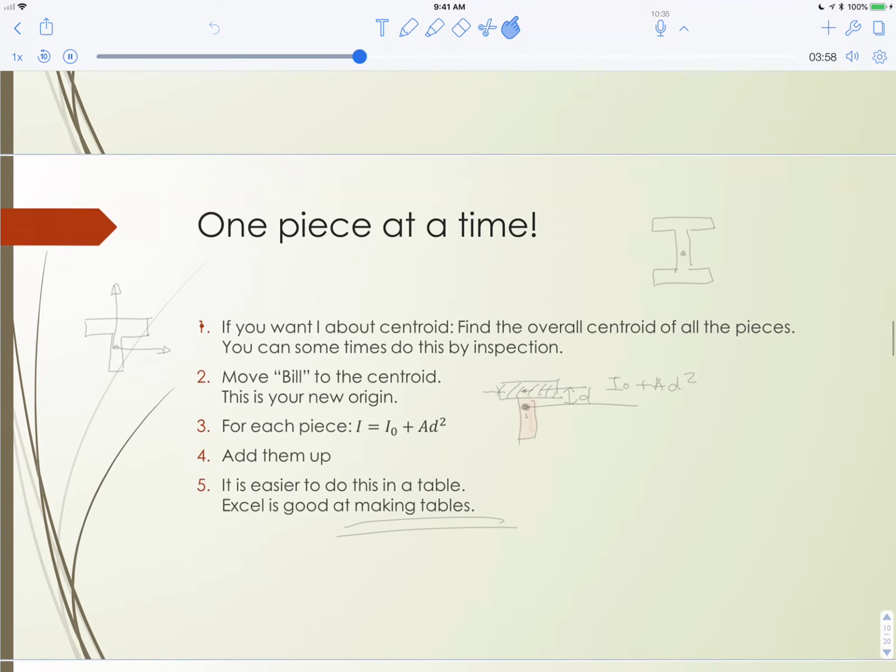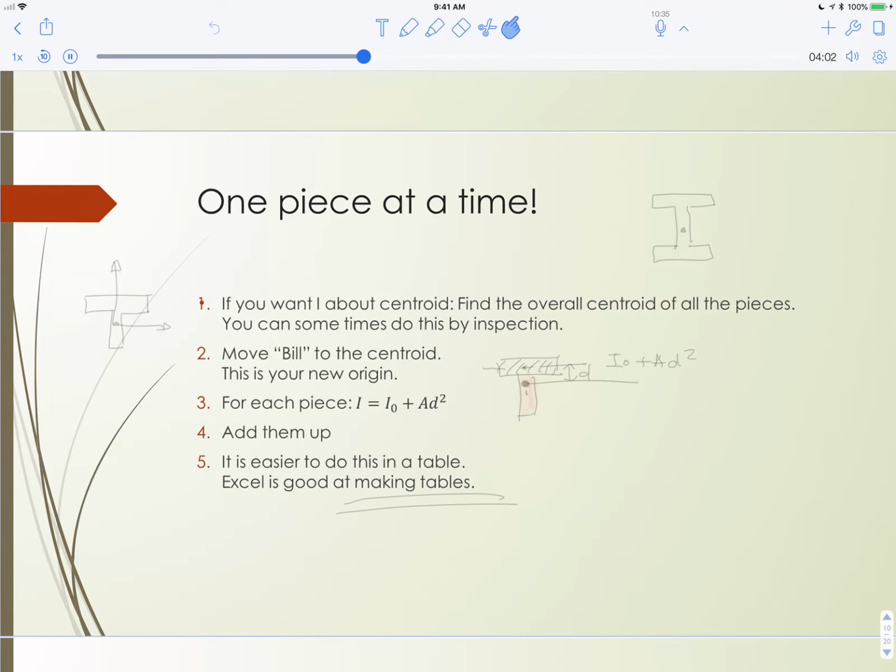If you want to find the I about the centroid, find the overall centroid of all the pieces, and you can sometimes do this just by looking. So for example, if you had an I-beam and it was completely symmetric, obviously that's the center of gravity.